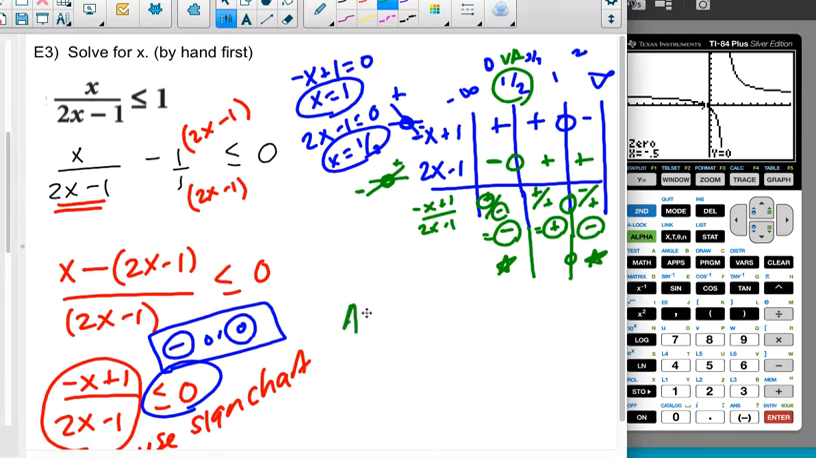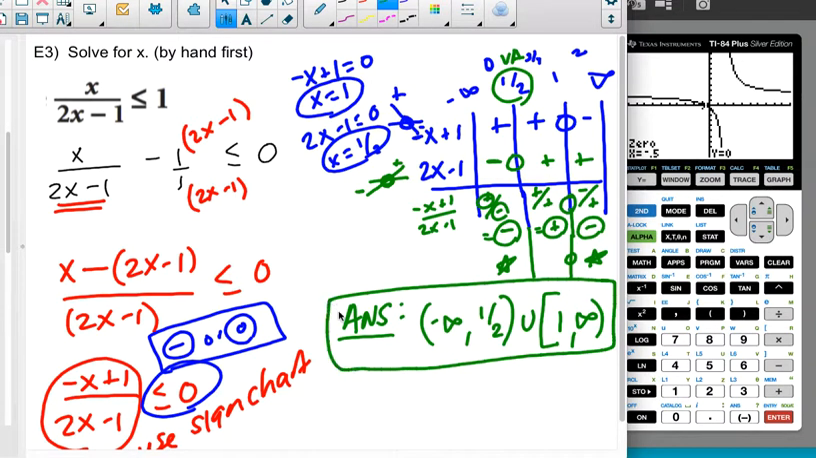So my answer should turn out to be negative infinity up to 1/2, but I can't include 1/2 because it's a vertical asymptote. And then again, from 1 to infinity.